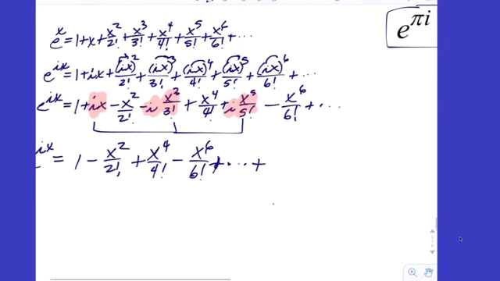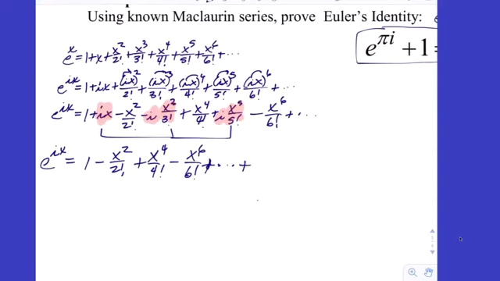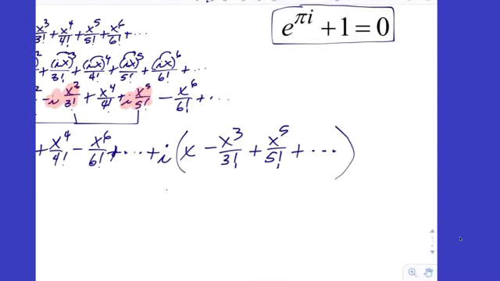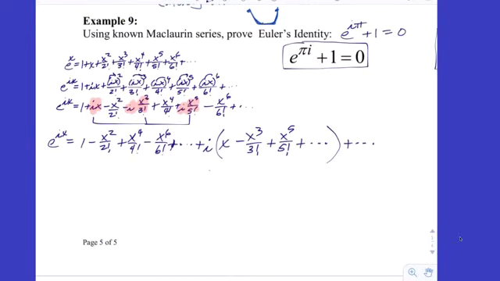And now plus, all the ones that I highlighted have i, so I'm going to factor the i out, parentheses. And now I'm left with x minus x cubed over 3 factorial plus x to the 5th over 5 factorial plus yada, yada, yada, close parentheses. And then I'll just go ahead and say plus yada, yada, yada. There might be some other stuff out there, right? So a lot of plus yada, yada, yada for infinite series.